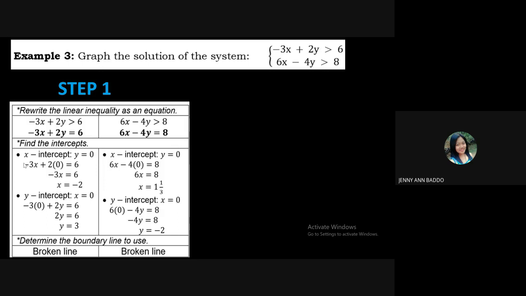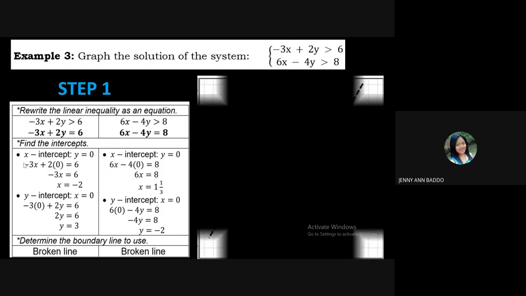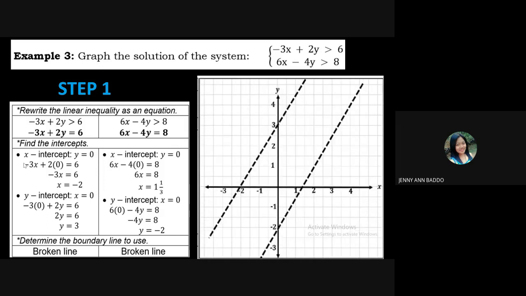Since both given linear inequalities use greater than, both inequalities will use a broken line. So we have this graph for x equals negative 2, it's here, and y equals 3, we have this one. Connecting those 2 points or 2 intercepts, this is now the graph of the boundary line of the first inequality, negative 3x plus 2y is greater than 6.